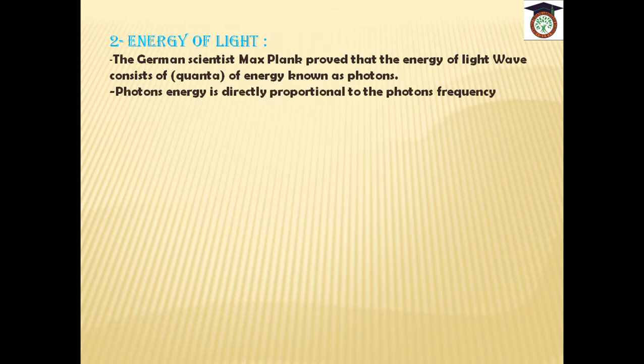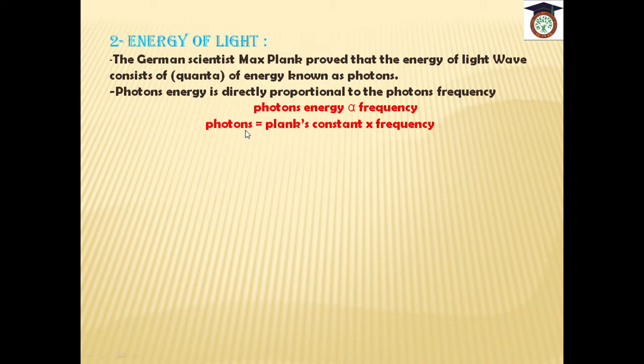So again, each color of the light, red, orange, yellow, green, each color has its own energy, and we call this energy photons. The photon energy is directly proportional to the photon frequency, which means when the frequency increases, the light energy increases. He proposed this relation: photon energy equals Planck's constant times frequency.